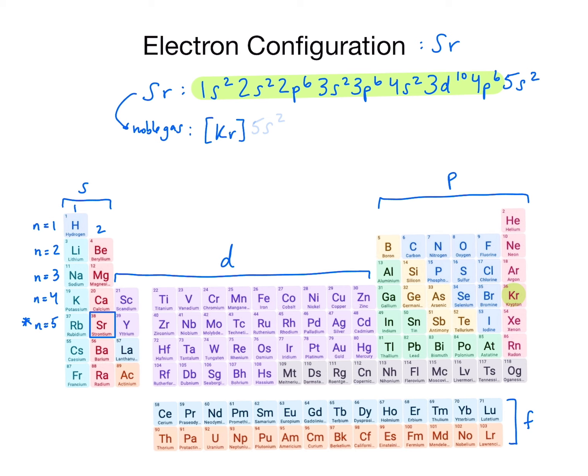So by condensing this into the noble gas configuration, we can get rid of 1s2, 2s2, 2p6, 3s2, 3p6, 4s2, 3d10, 4p6, and all we have to write is 5s2.